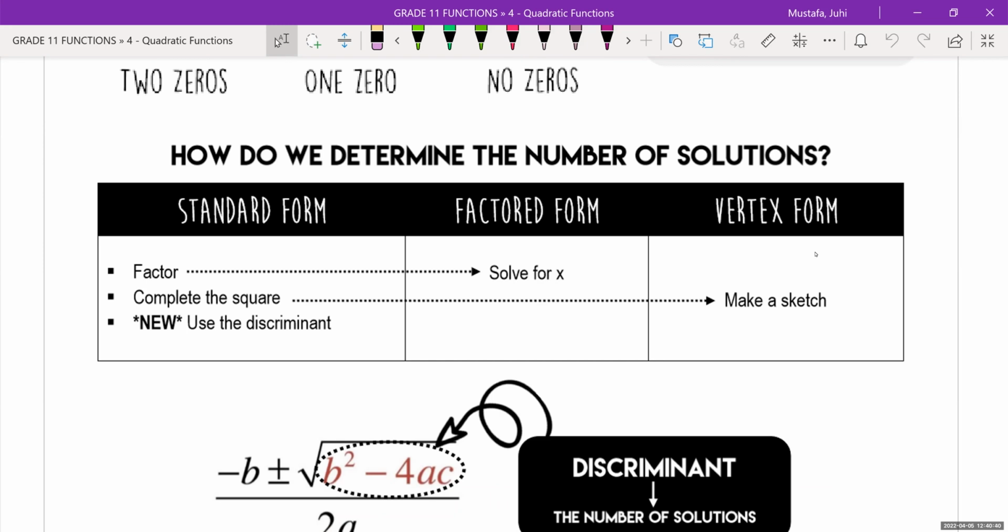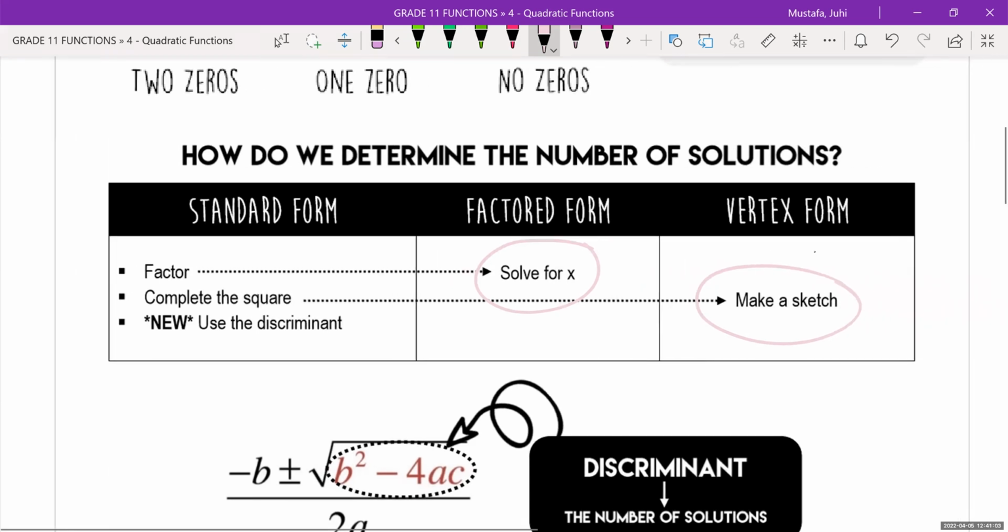I've outlined the steps here so you can see how to do it. When something is in vertex form, the easiest way to figure out the number of x-intercepts is to draw a sketch, and you can see how many times it goes through the x-axis. When something is in factored form, you can just solve for x, and that tells you how many x-intercepts you have. But when something is in standard form, you can either factor it and then solve for x, or complete the square, change it to vertex form, and then make a sketch. Or the new thing we're going to learn today is you can use the discriminant, which is obviously the more efficient thing that I would want you to use.